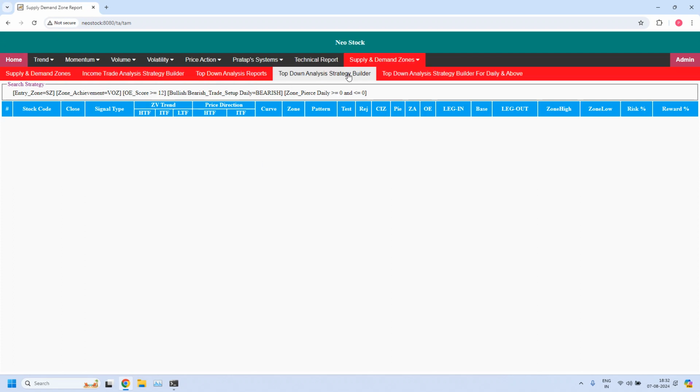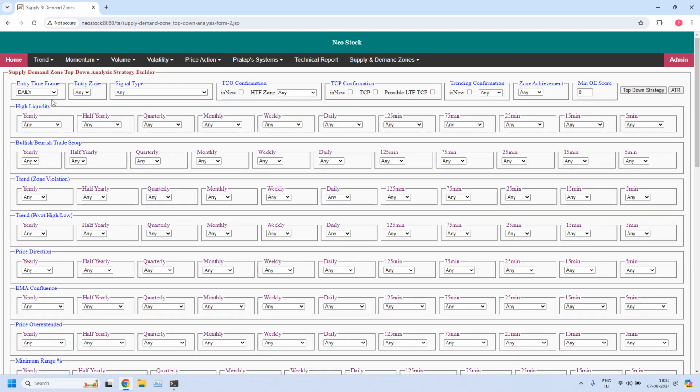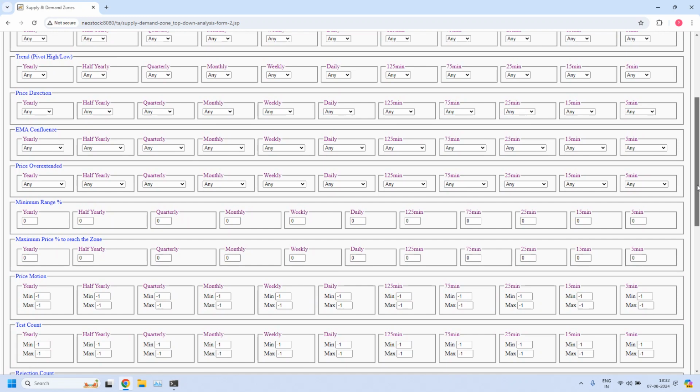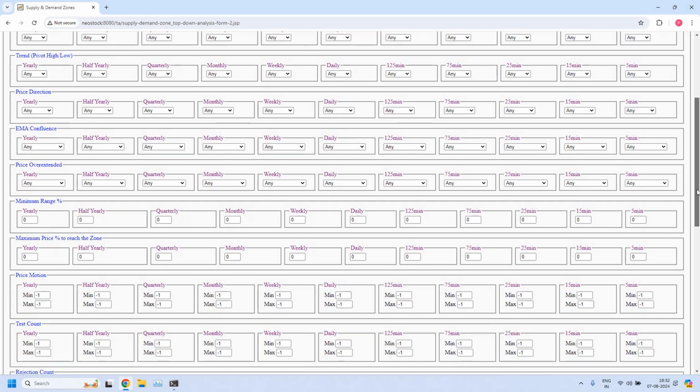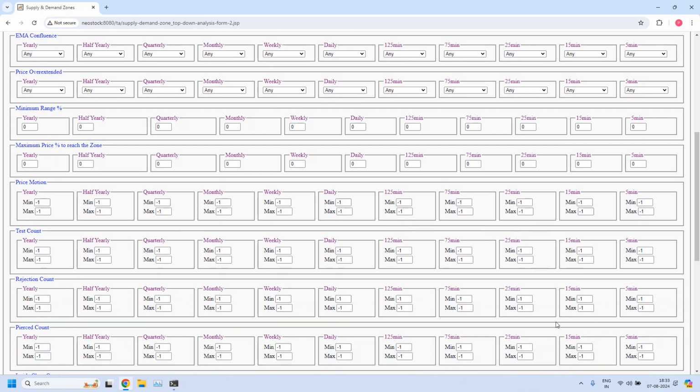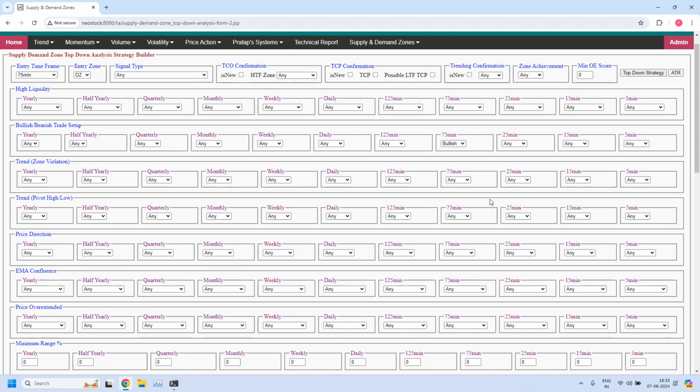Okay, fine. Next report is weekly income trade, bullish trade setup. Weekly income trade entry time frame is 75 minutes, entry zone for bullish trade setup is demand zone, and in the bullish or bearish trade setup in 75 minutes time frame I am selecting bullish, and the 75 minutes demand zone should not be pierced. So in the pierced count in 75 minutes time frame, minimum value I am setting 0, maximum value I am setting 0.